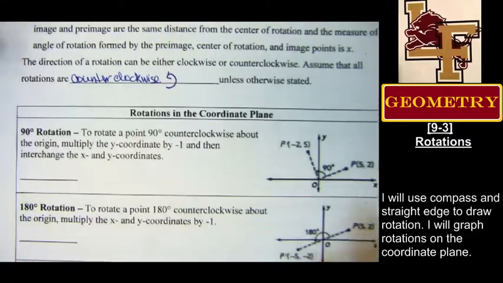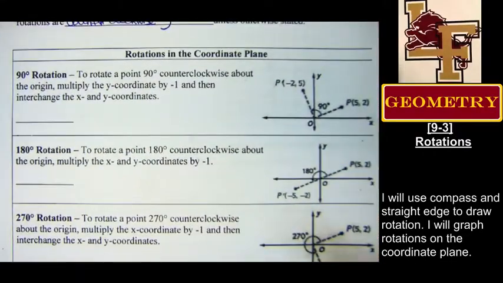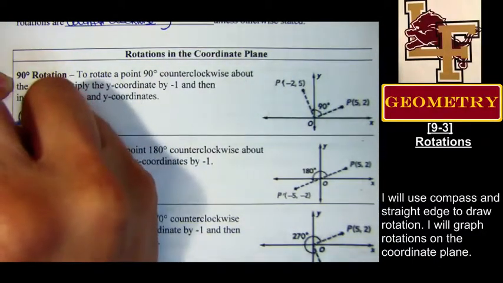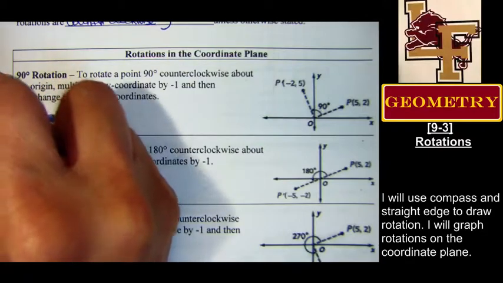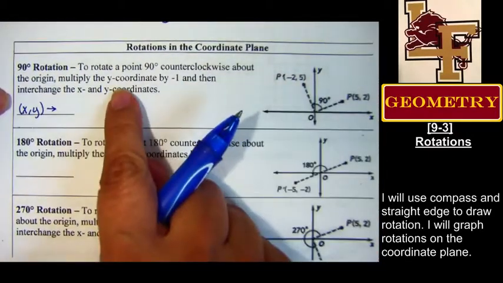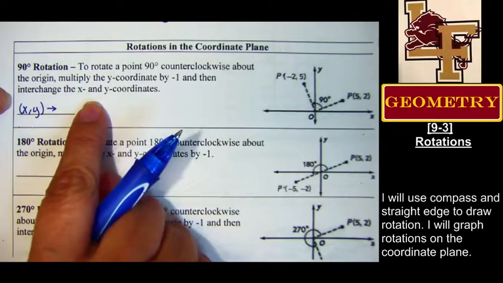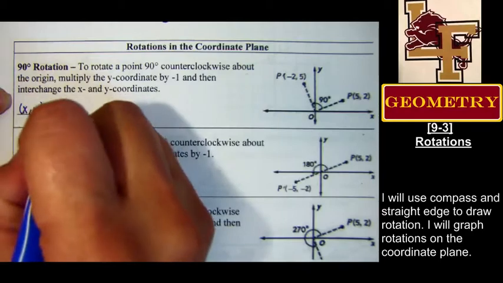Dope. All right. Let's talk about rotations on the coordinate plane that is on graph paper. This is the easiest one. If we're rotating counterclockwise 90 degrees, here is the change you make to your coordinates. Start with x and y. Multiply this y coordinate by -1, and then exchange the coordinates.